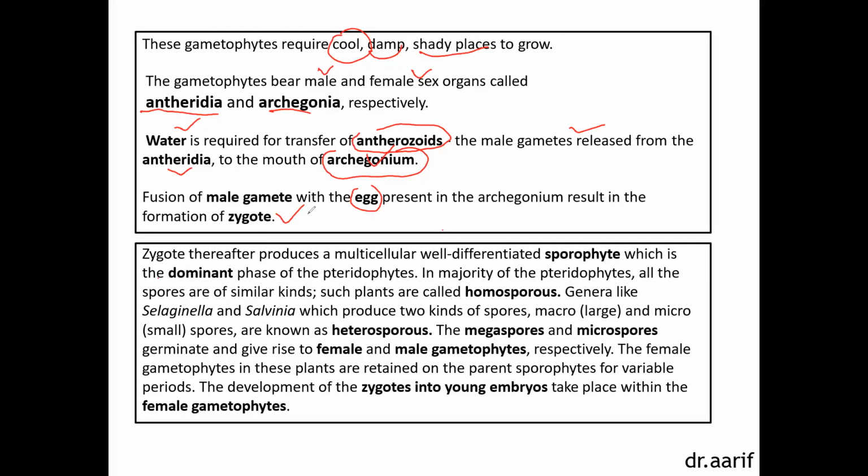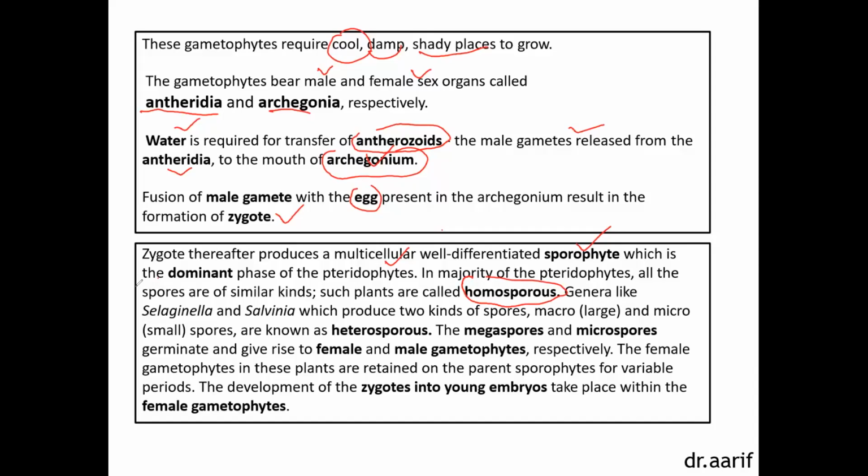तो झायगोट तयार करणार. So zygote thereafter produces the multicellular well differentiated sporophyte, and which is dominant phase of pteridophyte. ही जी phase आहे ती dominant phase आहे. And in majority of pteridophyte we are going to observe that all spores are the same kind. एक सारखे सर्व spores आहेत, त्याला म्हणतो आपण homosporous.